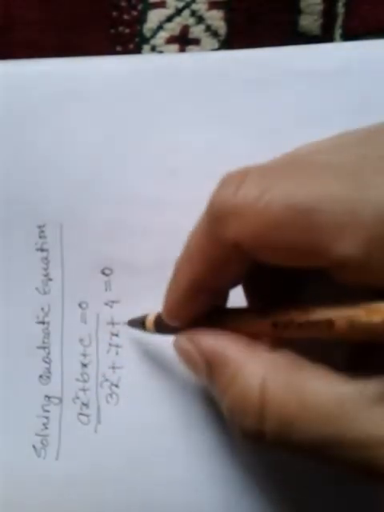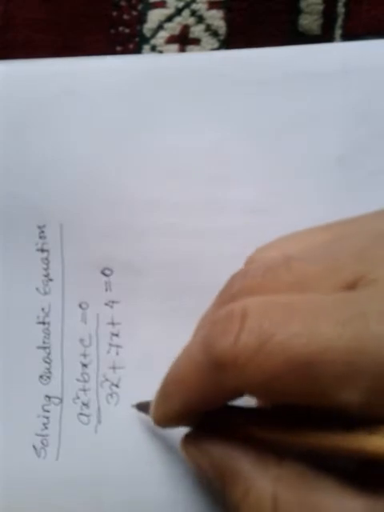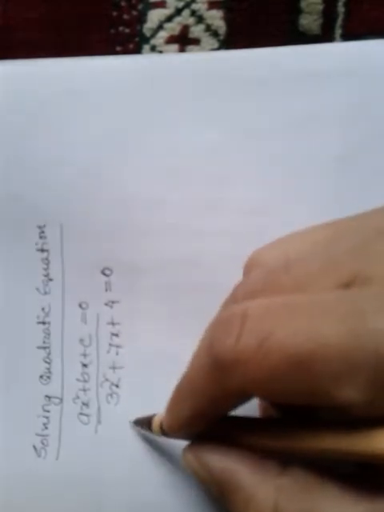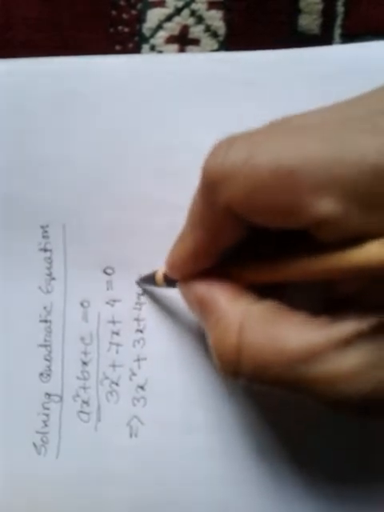3x square plus 7x plus 4 equals 0. It's a very easy example. Maybe you already know how we can solve this equation. For this solution, we have to write 3x square plus 3x plus 4x plus 4 equals 0.